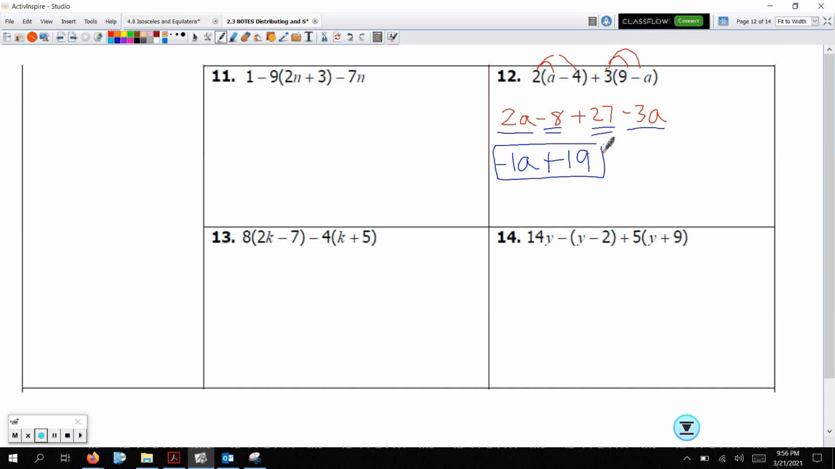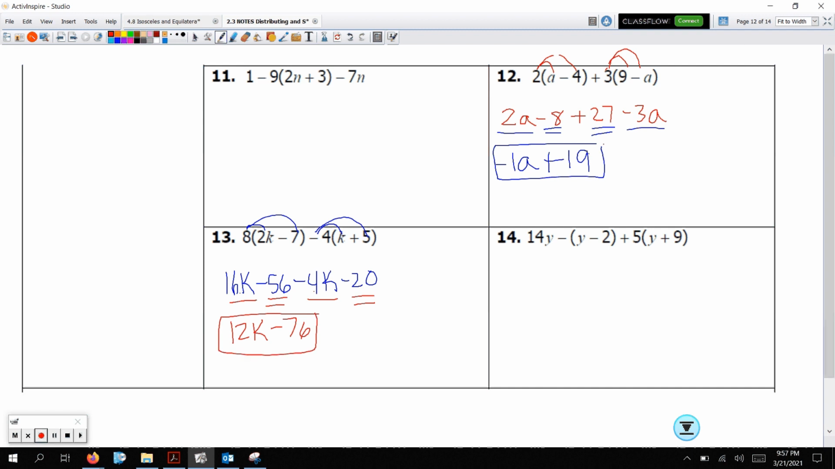Okay, now I'll do number 13 with you, and then I'd like you to try number 14. All right, I'm going to distribute positive 8 to 2k. That gives me 16k. 8 times negative 7 gives me negative 56. Negative 4 times k gives me negative 4k. Negative 4 times positive 5 gives me negative 20. Do my k's first. 16 minus 4 gives me 12k. Negative 56 and negative 20 give me negative 76. Because they're both negative, just add them together.